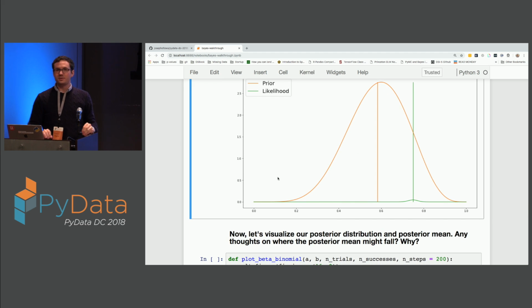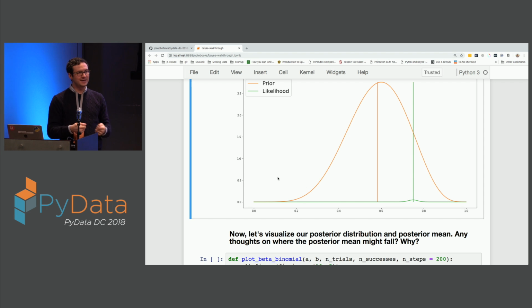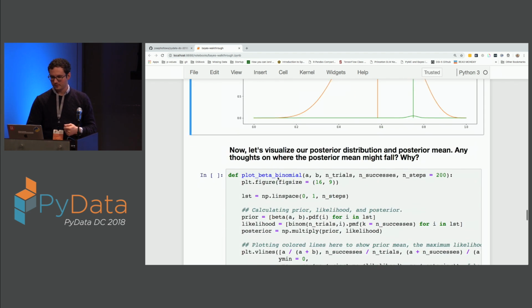So based on this, if you think about what is going to happen to our posterior mean, or when we combine our prior beliefs and our data together, that posterior mean should fall somewhere in the middle of the orange and the green lines. And that's because the posterior distribution is a compromise between our data and our prior beliefs.